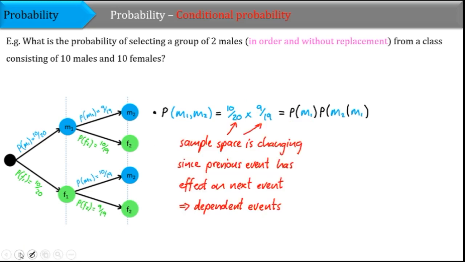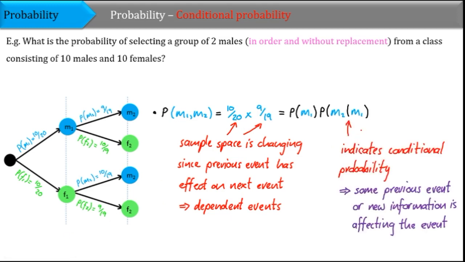So what we need to do is we need to indicate that. The fact that the sample space is changing means that the previous event has an effect on the next event. So that means we have dependent events. Okay, the second one is dependent on the first. And this is how we denote it. This vertical line over here denotes conditional probability. It means that we calculate the probability of a male second conditioning or given the fact that this happened before.